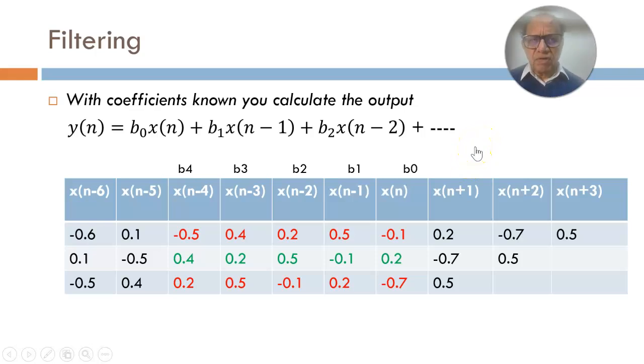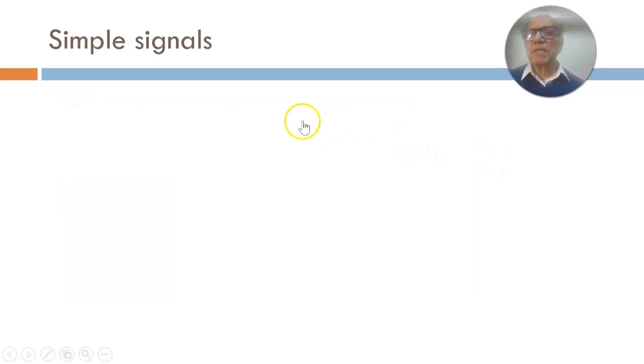Okay. Now what we want to do is, we want to take some simple signals. For example, we want to take a signal which will have low frequency content, one signal which will have high frequency content and medium frequency content, and then see what are the outputs for various filters. Okay. So let us first consider some simple signals. And in these calculations, we are assuming that the number of coefficients is 5.